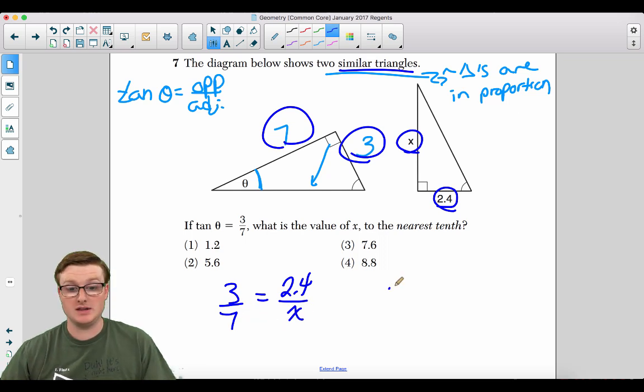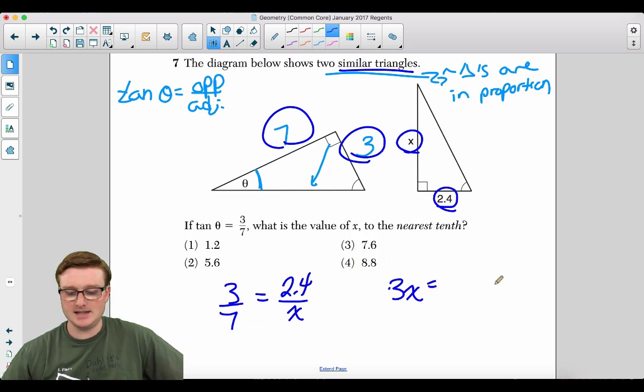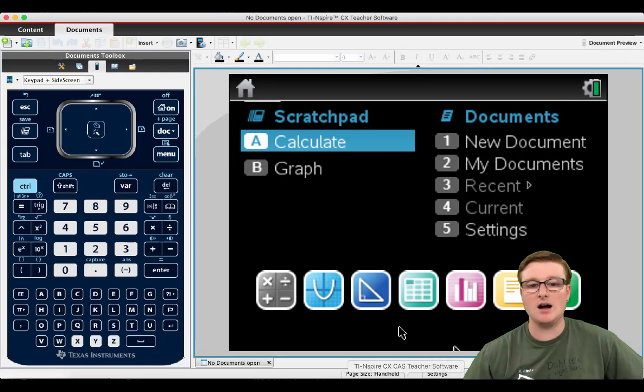Now we could cross multiply these. 3x is equal to, let's see, 2.4 times 7, if you type that into your calculator.